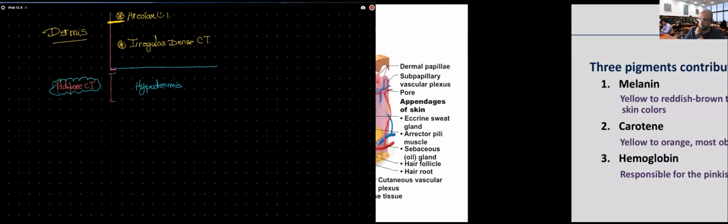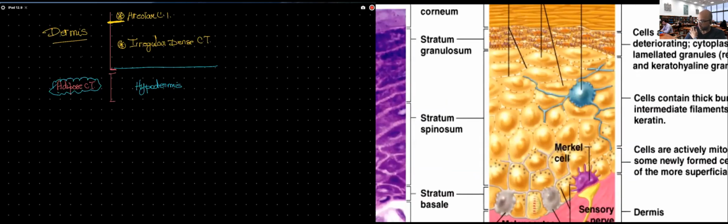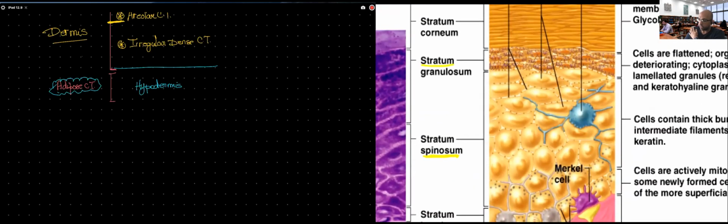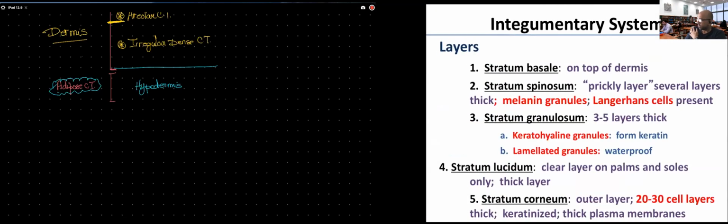Stratum, see on here, stratum spinosum, spinosum, all right? The stratum granulosum did have two other types of granules. Those were my keratohyalin granules and the lamellated granules.